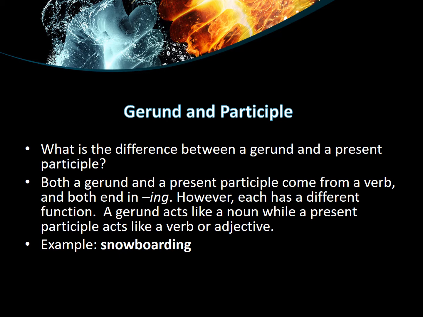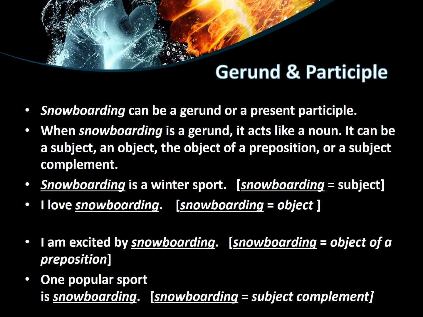Snowboarding is a type of game that we play on snow. Let's take an example. Snowboarding can be a gerund or a present participle. When snowboarding is a gerund, it acts like a noun. It can be a subject, an object, the object of a preposition, or a subject complement. You have already learned about the position of the gerund in your book. So this is how we use snowboarding.